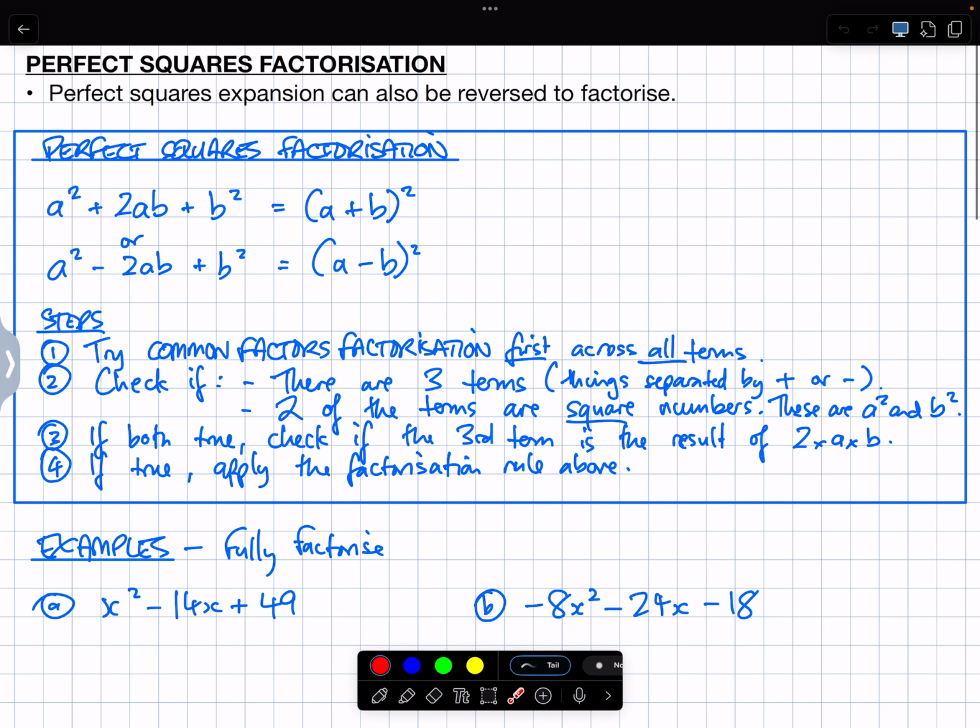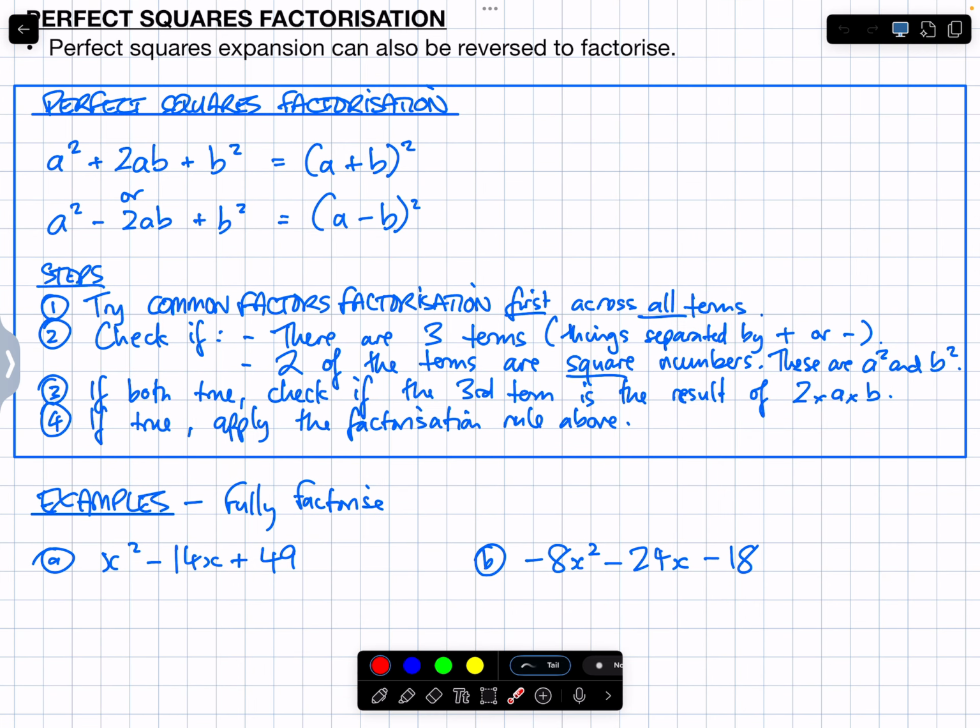Right? So because you've had those rules before, I'll go straight to the steps. What should you try first? You need to try common factors factorization first across all the terms. Can you get that first step down, please? Step 1, try common factors factorization first.